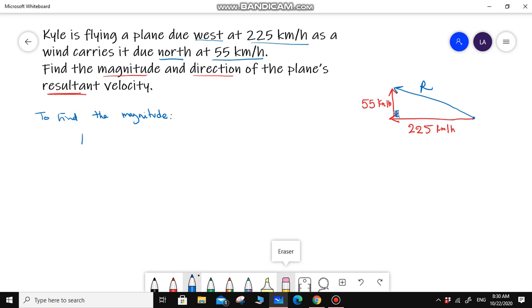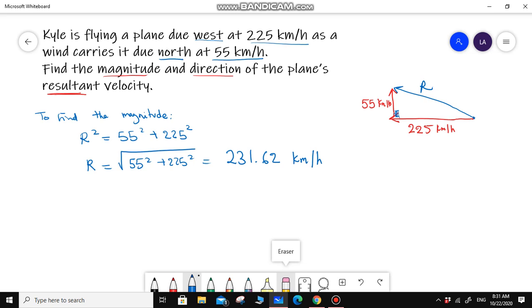I will say that r squared is equal to 55 squared plus 225 squared. Simply, r will be the radical of 55 squared plus 225 squared. Please pause the video and find the answer of this equation. I will get that the resultant is around 231.62 kilometers per hour. So this side of the triangle will be around 231.62, and the unit for velocity here is kilometer per hour.